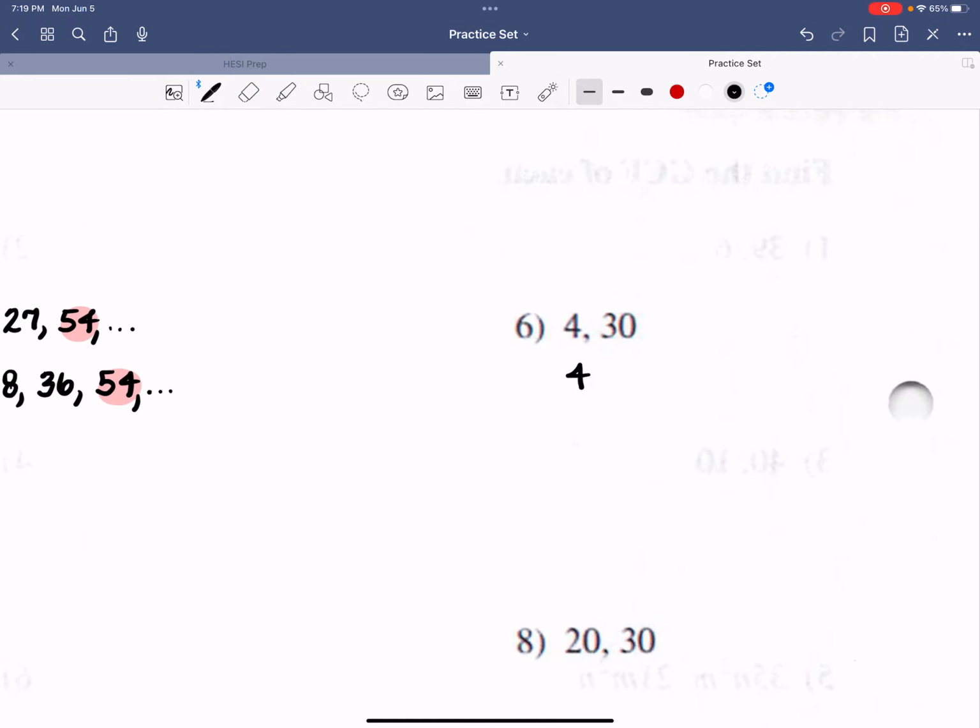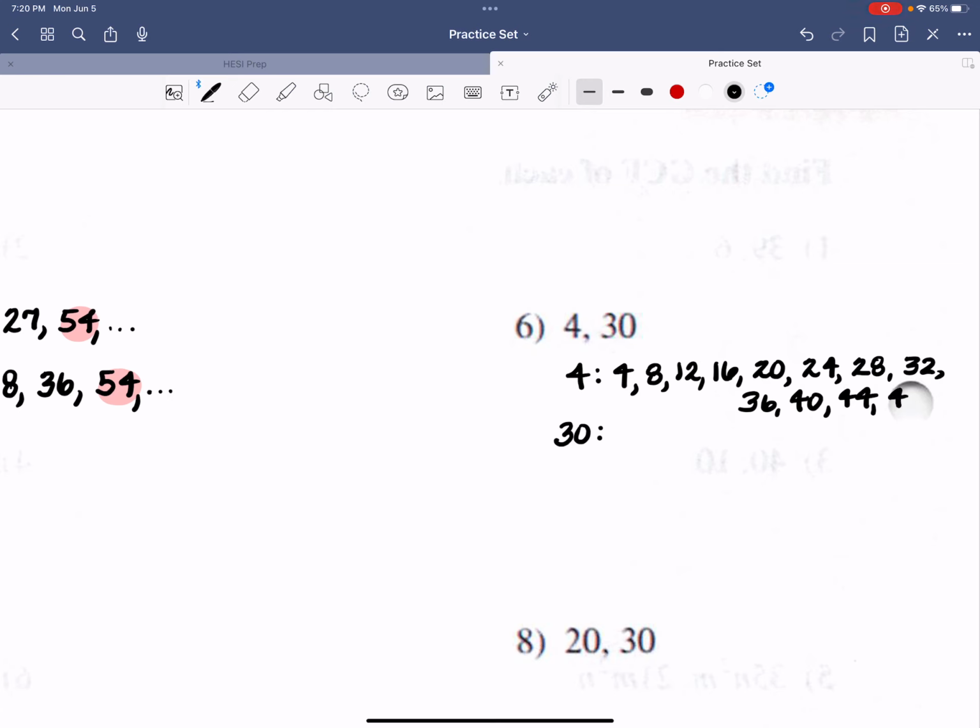4 and 30. Oh boy. 4, 8, 12, 16, 20, 24, 28, 32, 36, 40. Those both end in 0, but no luck yet.